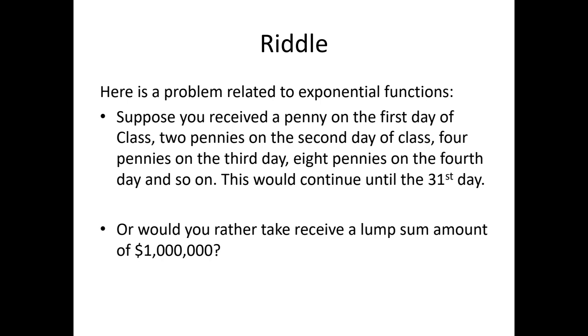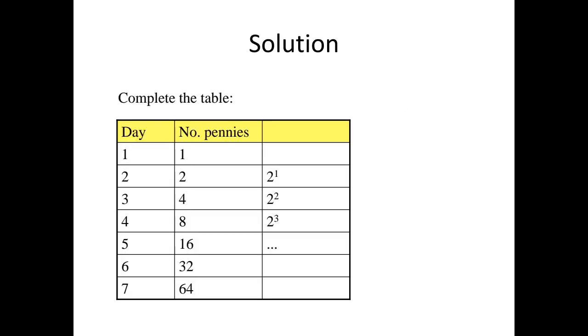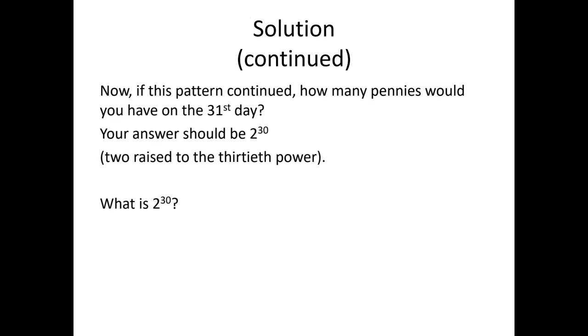Now, if I were to do this, give you 2 pennies and double it for 31 days, would you rather take this option of pennies, or would you rather receive a lump sum amount of, let's say, $1 million? If you were to put this on a calculator, if I were to do a table, the first day, 1 penny, second day, 2 pennies, and so on, this can be represented as exponents, 2 to the 1, to the second, to the third, so on and so forth until I got to 2 to the 31. To get your answer, you would put it on your calculator, 2 to the 30th power, okay?